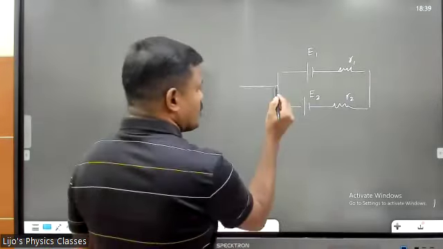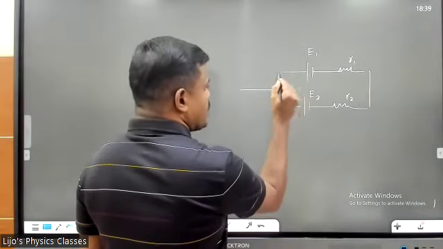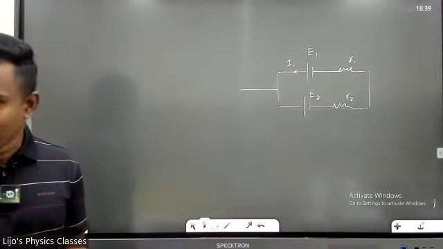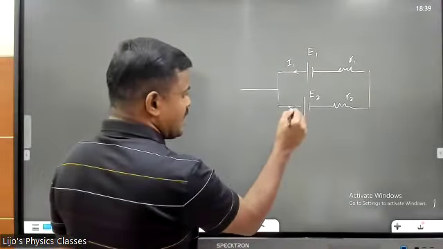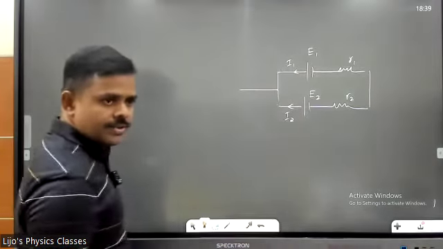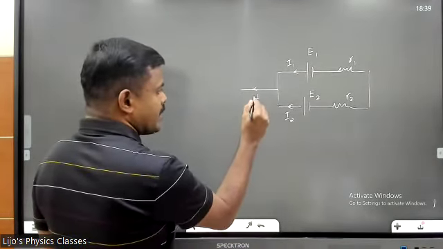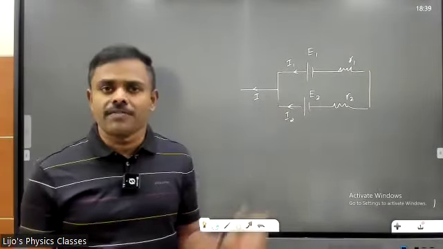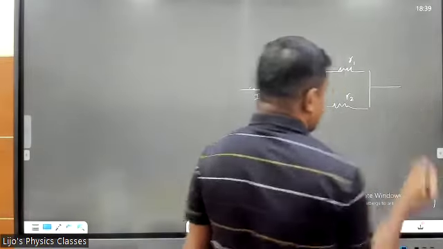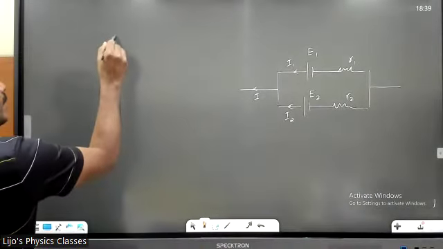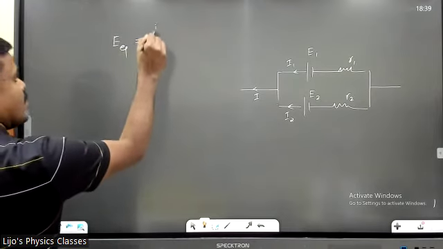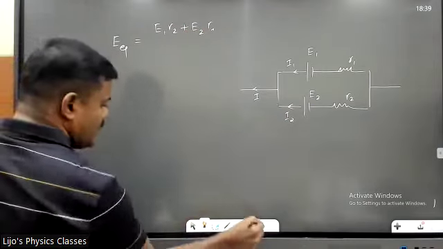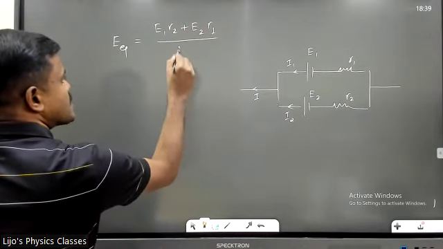All right. And then what's happening? Like I told you yesterday, from the positive of the first cell, a current I1 is driven. From the positive of the second cell, we get another current I2. They join together to become a current I. It is a parallel combination. And we even learned the effective EMF of this combination. What is the equation for equivalent EMF? The effective EMF is given by E1R2 plus E2R1 divided by R1 plus R2.